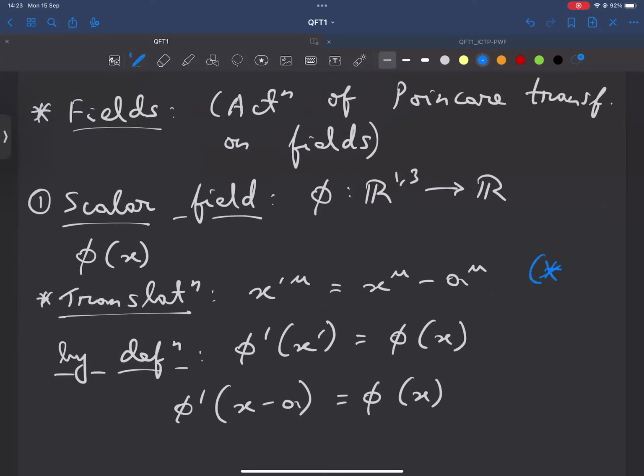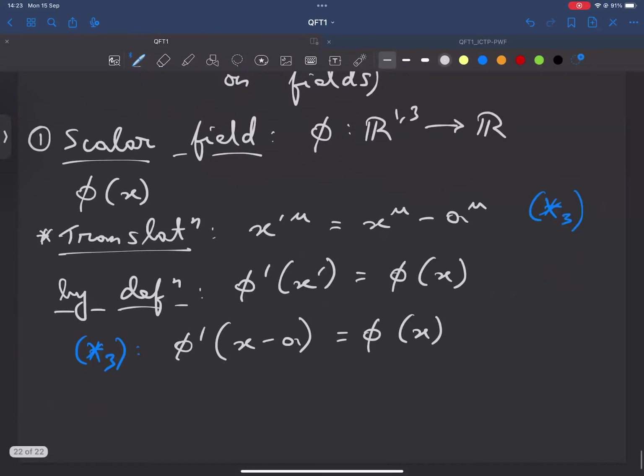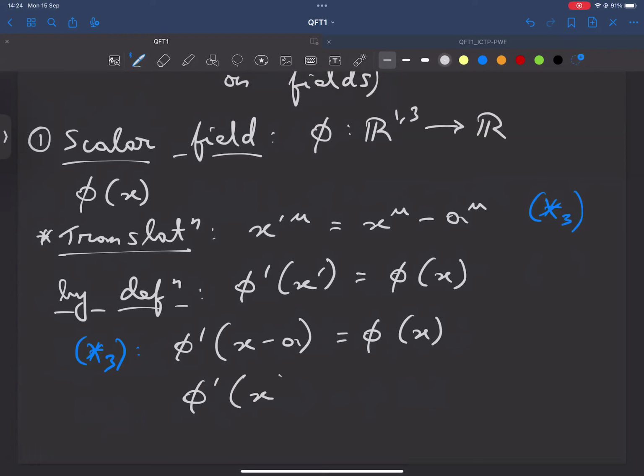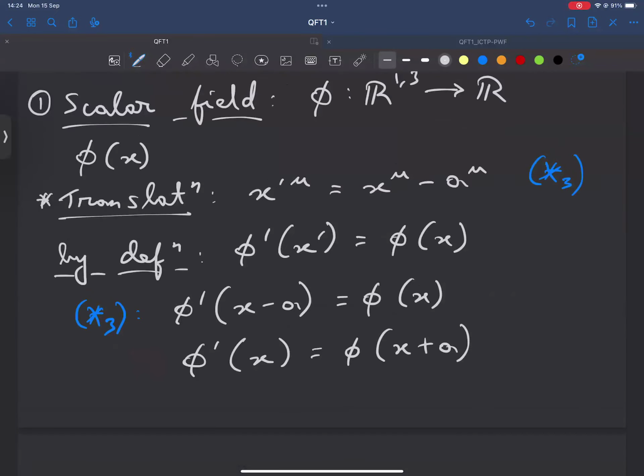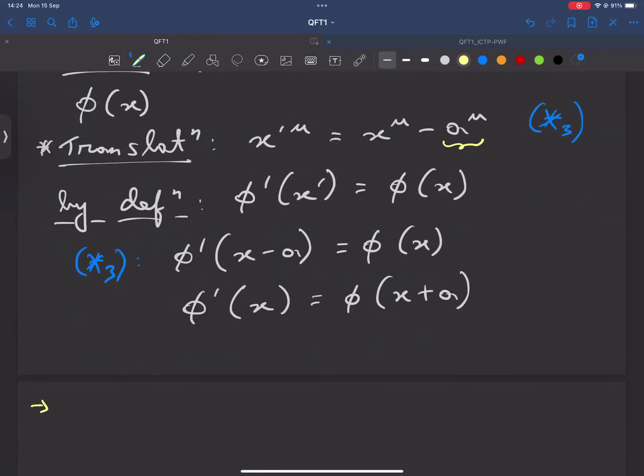Let's call this equation star 3. So by star 3, we get this. And now we can add and subtract a from both sides to get an equation like this. So that's what a translation does when it acts on a scalar field. And at this stage, we didn't demand anything about this vector with which we translated our whole coordinate system. But now let's look at infinitesimal translations.